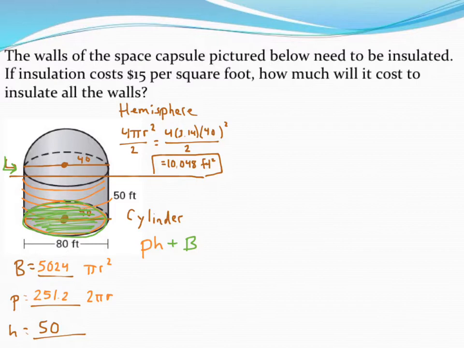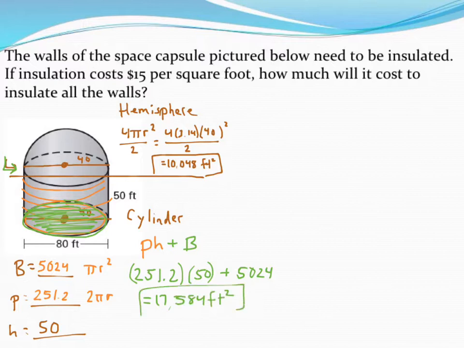So let's get a calculator and figure out the surface area of the cylinder part of the space capsule. So 251.2 is my perimeter, times the height of the space capsule, and then I want to include just one base this time, so 5,024. That piece, that surface area, should come out to be 17,584 feet squared. And again, box that answer because you're going to need it.